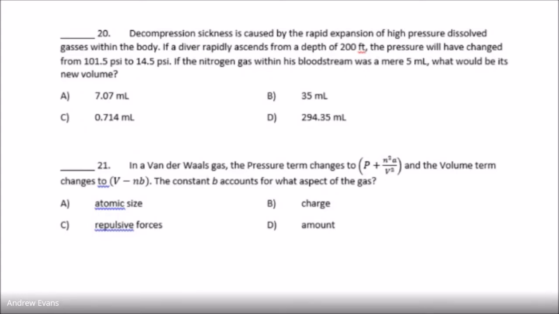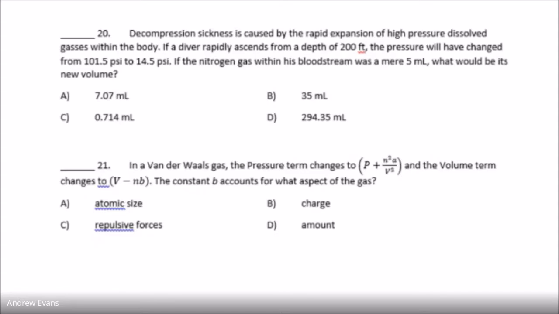Okay. One was a van der Waals equation where you didn't actually have to utilize the equation, but you had to understand the equation. Van der Waals gas, the pressure term P plus n squared a over V squared, and the volume term V minus nb. The b accounts for what aspect of the gas? Remember, n is moles, V is volume, P is pressure, T is temperature.